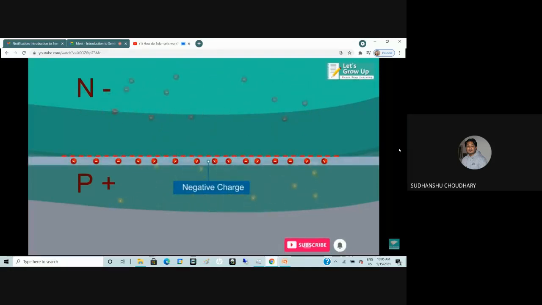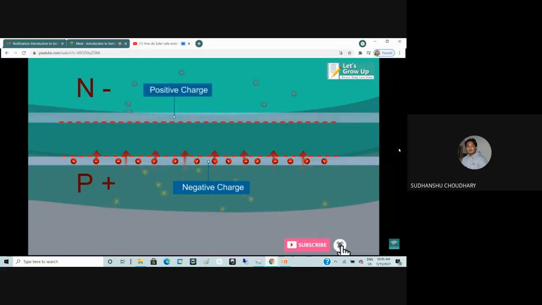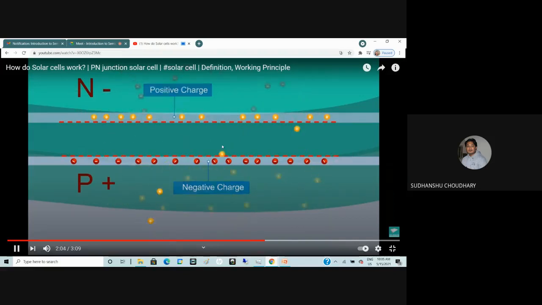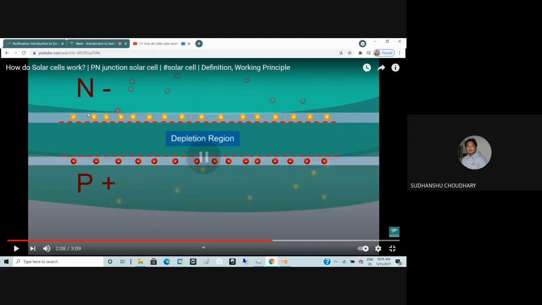Similarly, the holes of the p-type material try to reach the N region, creating a positively charged layer. This region between the two layers is known as the depletion region of the semiconductor. So this we had already studied. Because of the diffusion of holes and electrons on both sides, the positive ions are deposited on one side of the junction and the negative ions are deposited on the other side of the junction. So which is actually called depletion region, right?